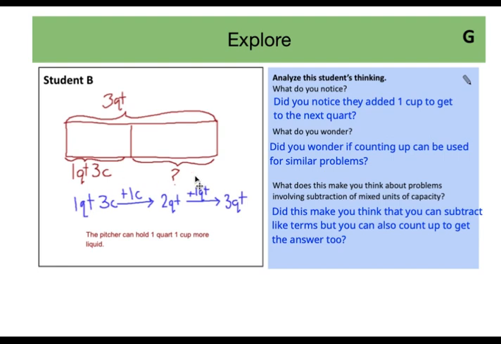So we saw the previous example, we were subtracting. Here, we're trying to get to 3. We're trying to go from 1 quart and 3 cups to those 3 quarts. So I know if I add 1 more cup, it's going to take me to 2 quarts, and then if I add 1 quart, it's going to take me to 3 quarts. So I would need 1 quart and 1 cup more to fill up that pitcher.